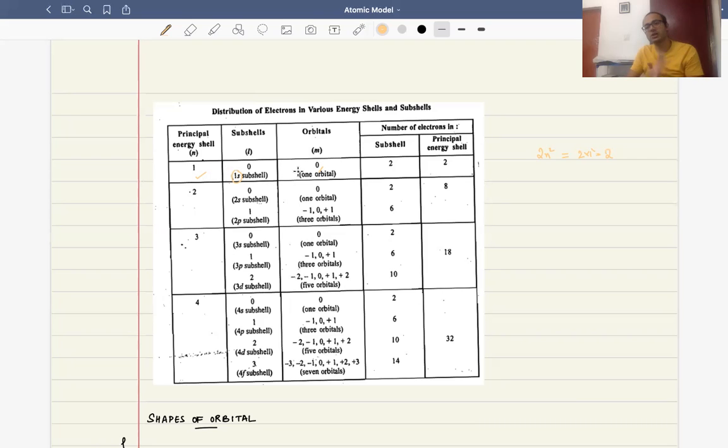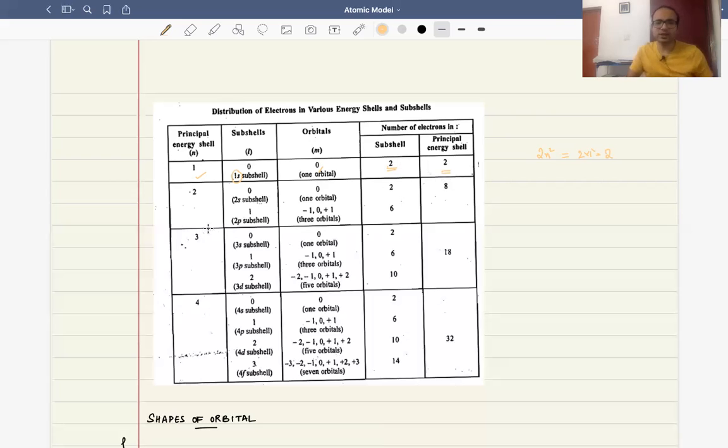When we talked about the differences between the orbit and the orbital, I told you that each orbital can accommodate only 2 electrons. Since the first shell has only one orbital, that is 1s, only 2 electrons are possible. That is why the first principal quantum number can have only 2 electrons in total.